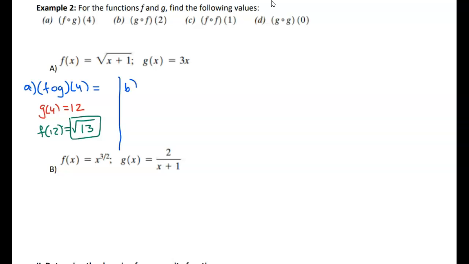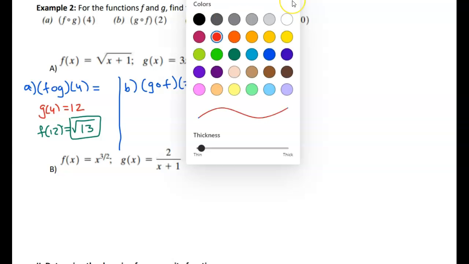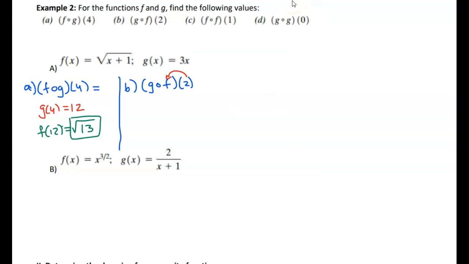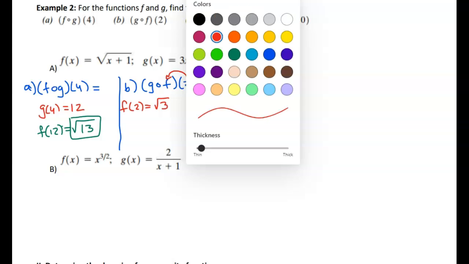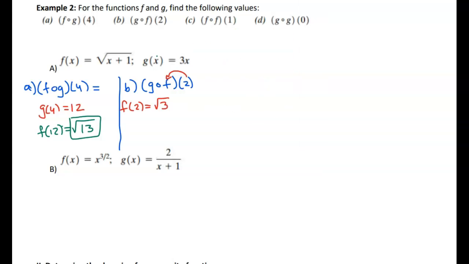Right. Let's do B. g of f of 2. Okay, so we plug 2 into f first. f of 2 equals square root of 3. And then we plug that into g. So g of square root of 3 equals 3 square root of 3.